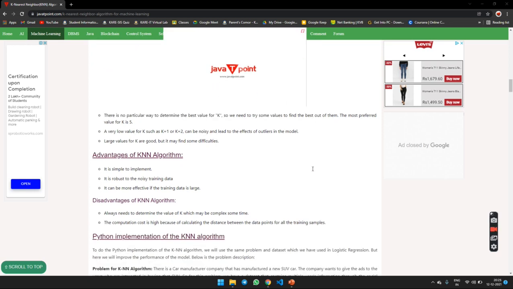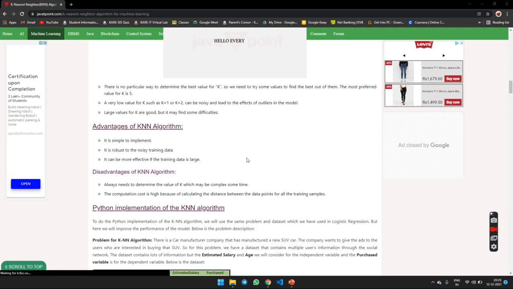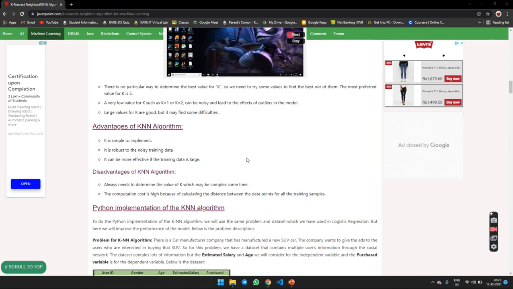What are the advantages of the K nearest neighbor algorithm? It is simple to implement, robust to noisy training data, and can be more efficient when the training data is large. That's all. Next we are going to discuss the disadvantages of the KNN algorithm.